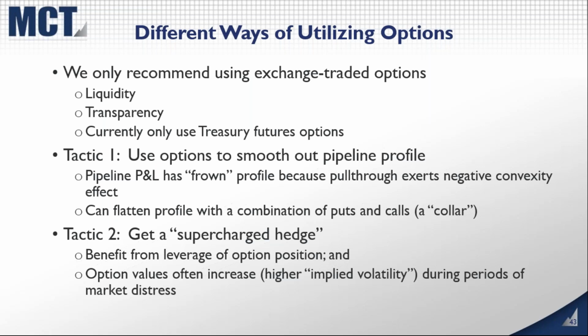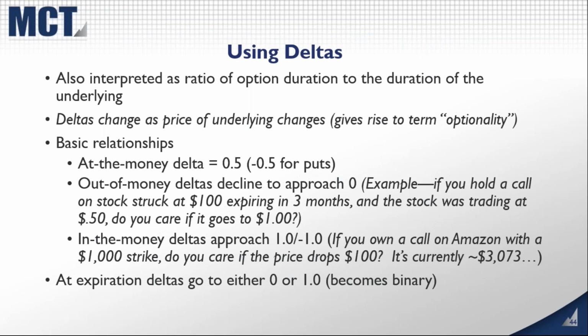The other one is to get a supercharged or turbocharged hedge, which would benefit from the leverage of options themselves, as well as the fact that option values often increase and have higher implied volatilities, using that term again, during periods of market volatility and market distress. Keeping in mind, implied volatility is just the output if you plug the price in as an input into your model. So basically using the deltas to trade, that's what gives rise to the term optionality.